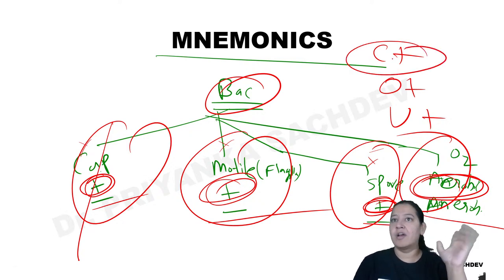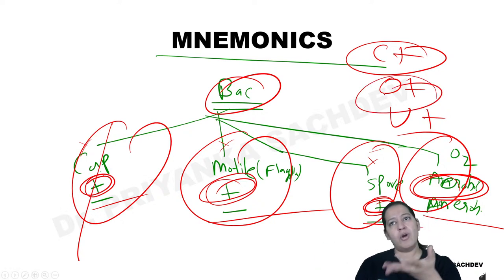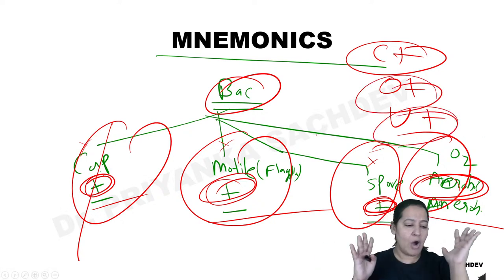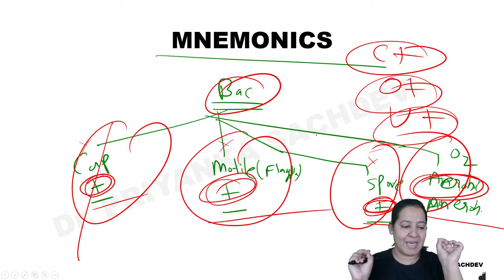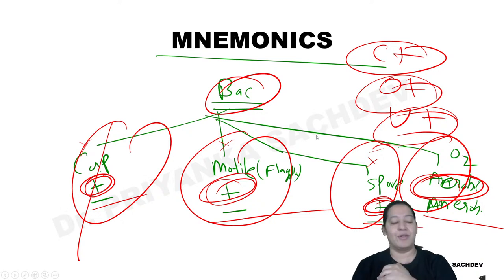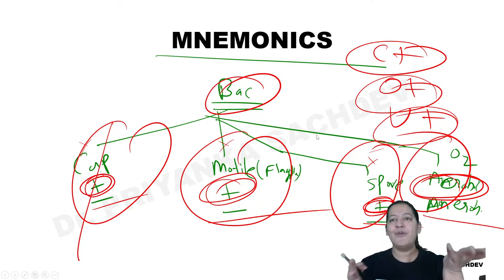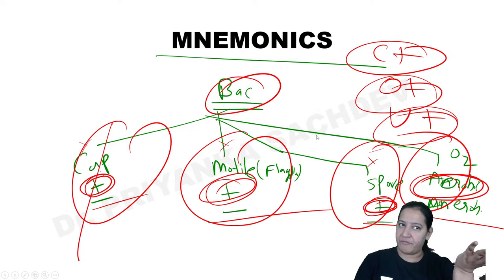Catalase positive ka de dungi, remaining all are non-catalase positive. Oxidase positive ka de dungi, remaining all non-oxidase, same urease positive. So that is how I will give you many, many mnemonics. Have you got it? Yes, Parthiv, I'm coming to these mnemonics, don't worry. Some of you already know these mnemonics, so that is the brush up of your concept, right?